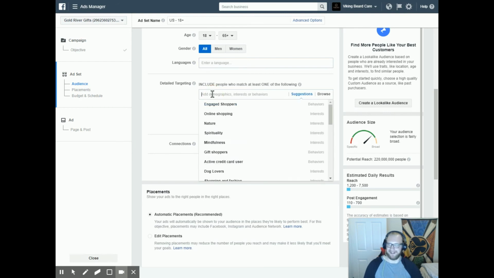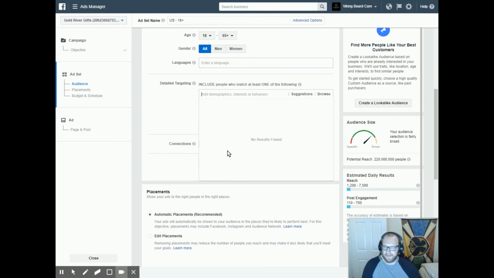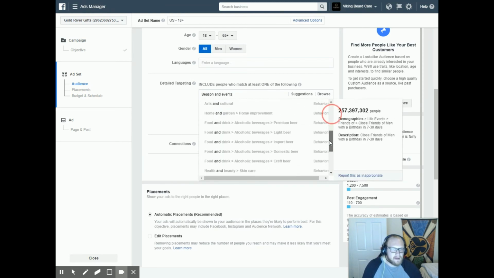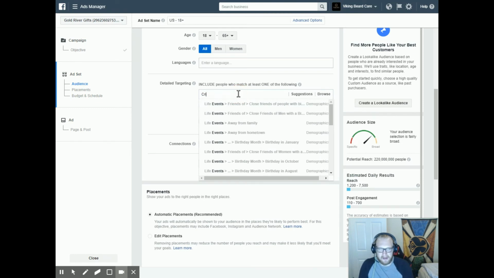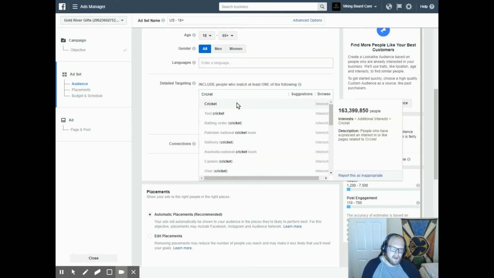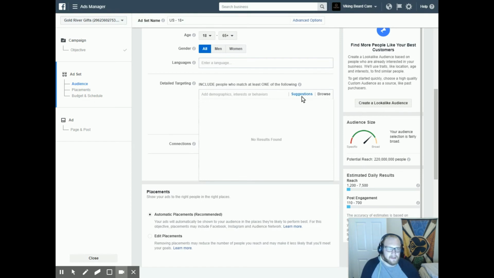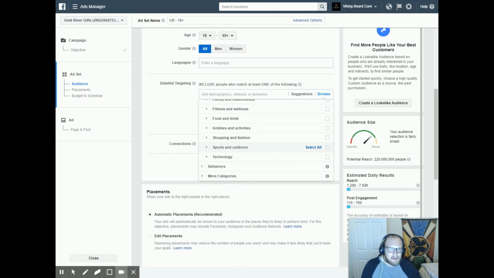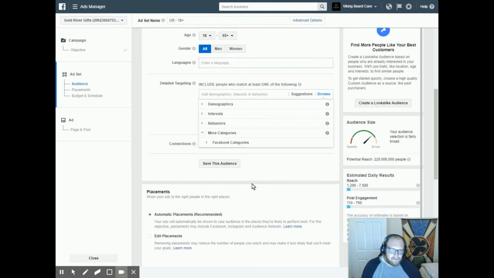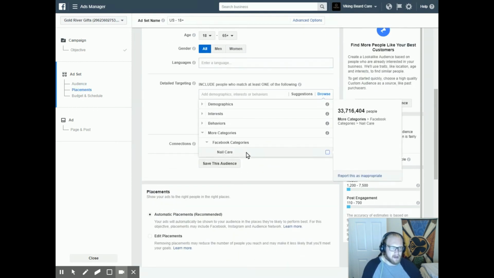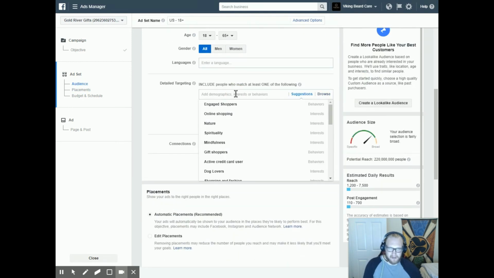Moving on. Number 22. Target people by sporting fans and events. What is it? Seasonal and events, I believe. Let's try. There's a way of doing it. Hold on one second here. It's under seasonal and events. Anyways, that might be one of those ones that just bugs out.